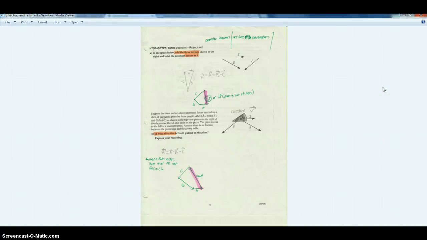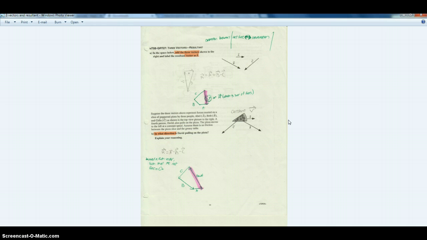So right now I'm doing a screencast of all the worksheets I've completed, which will include an explanation of how I got my result and the reasoning for it. So first off, we're going to look at worksheet NT5B-QRT27, which is the three vectors and resultant.